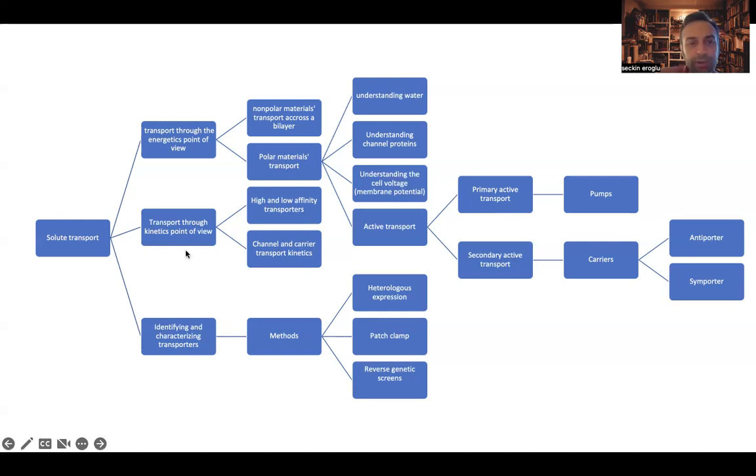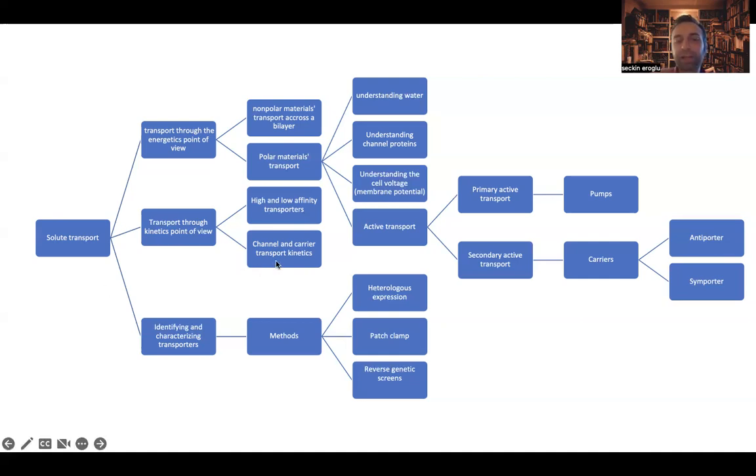Okay, and then we move on to the kinetics of transport, and I will introduce you to high and low affinity transporters, because the membrane transporters are not able to take whatever there is, but they are focused. They either are very active when there is a little bit of material, and sometimes they are only active when there is a lot of this material. So we'll talk about that.